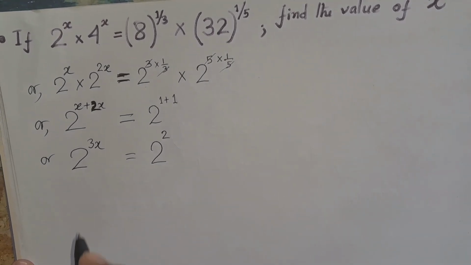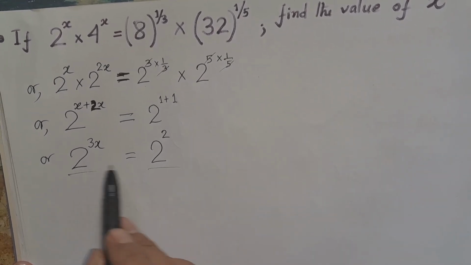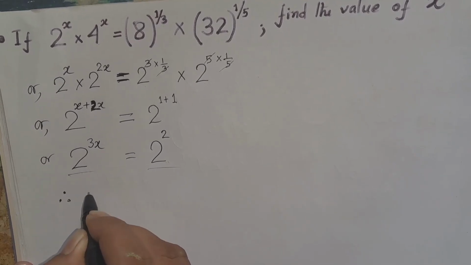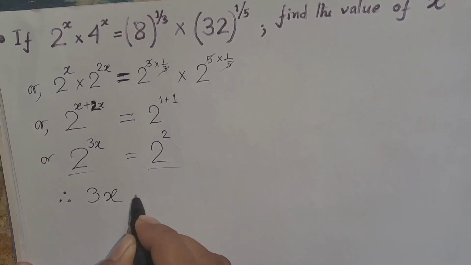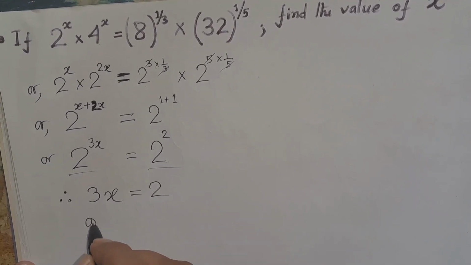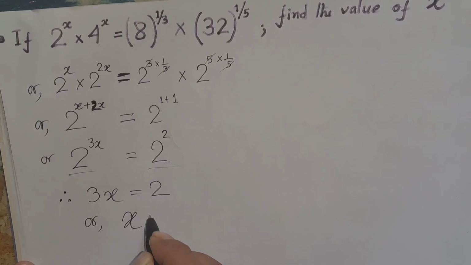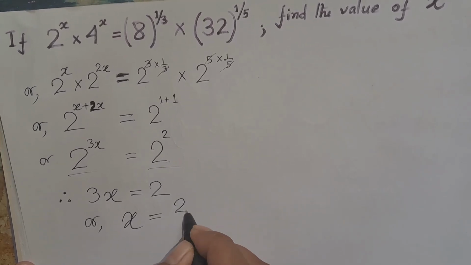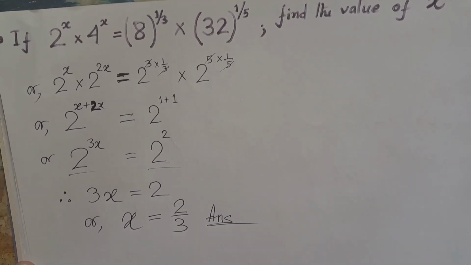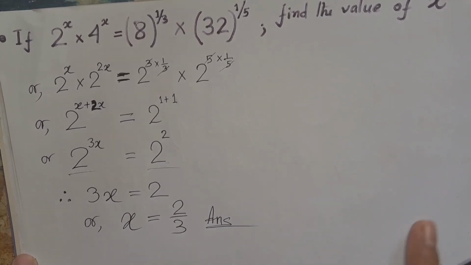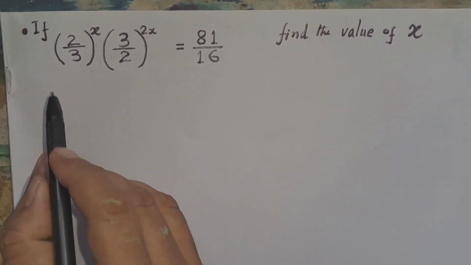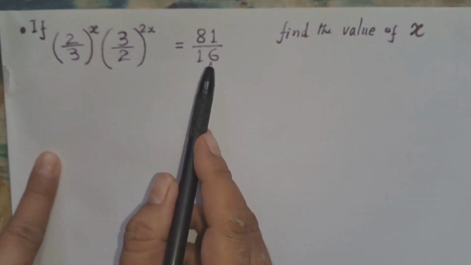and this will be 2 to the power 2, or 2 square. So left hand side and right hand side, both the bases are same, so we could write 3x equals 2. That means x equals 2 by 3. So 3x equals 2, or x equals 2 by 3. This is the answer. Clear? If there is any doubt, just write it in the comment box. Take a screenshot of this and practice this in your copy.